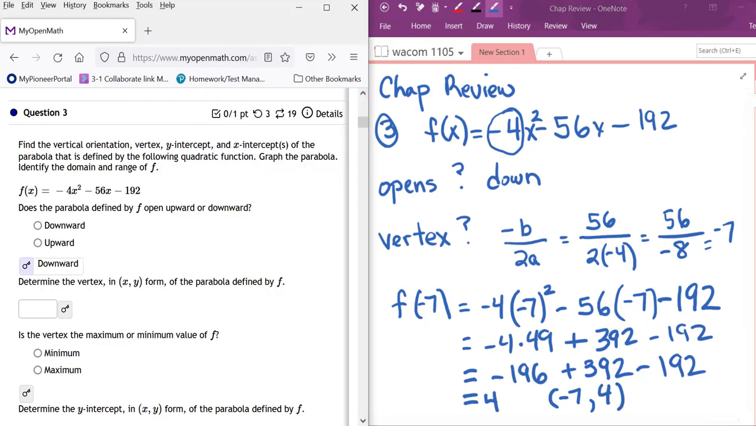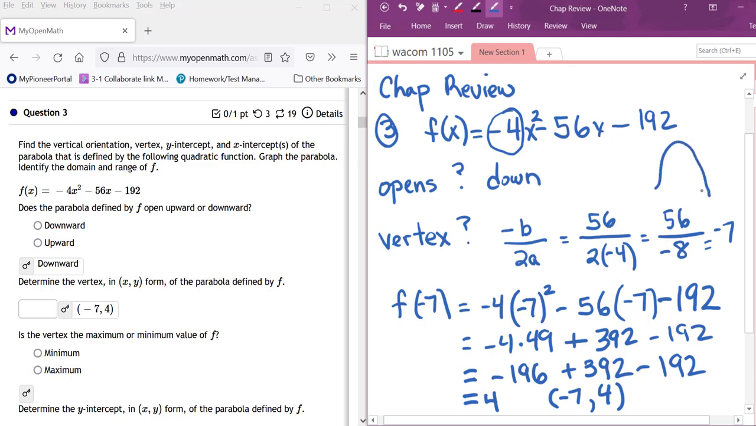And we can check. Opens down. Vertex is negative 7, 4. Make sure that you know this formula. This is the x-coordinate. Whatever your answer is what you plug in to get the y-coordinate of the vertex. When it opens down, you get a max. That's the next question.